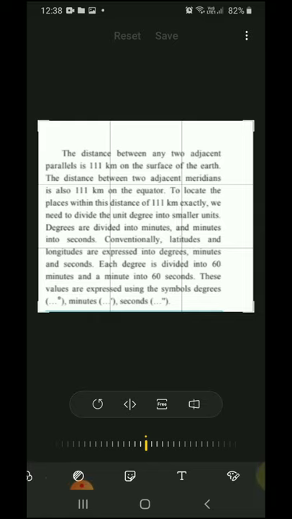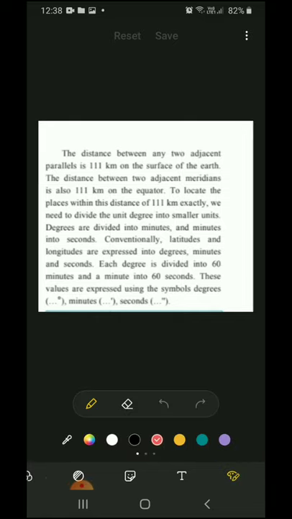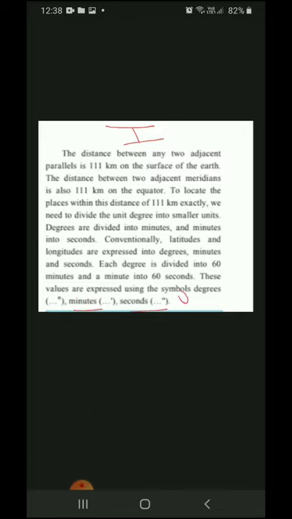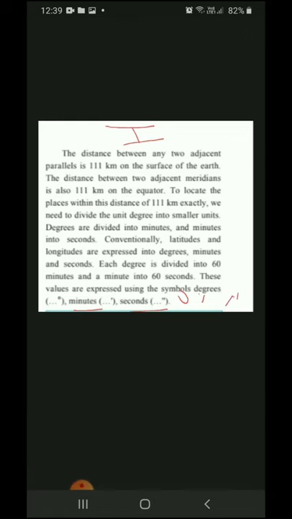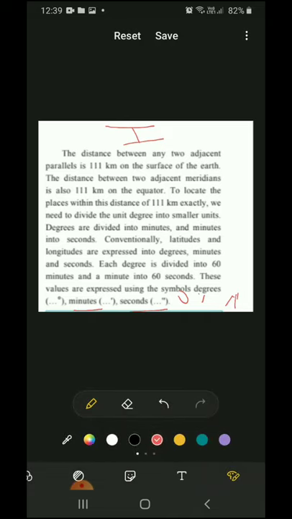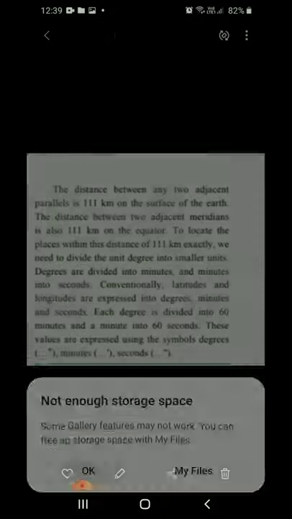I'll explain this concept once again. What has been told? The distance between two parallels is 111 kilometers. But if you still want to divide this distance of 111 kilometers, you have to divide it into minutes and into seconds. If I write, this is the symbol of degree, this is the symbol of minute, and this is the symbol of seconds. We move ahead.